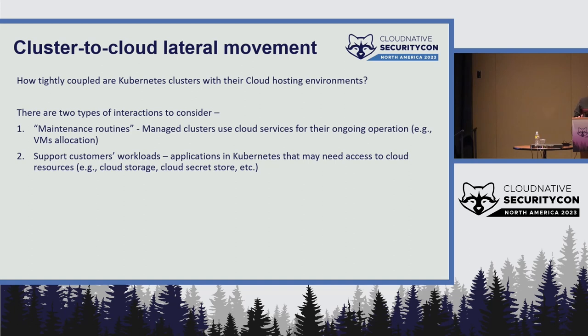To do so, we should first acknowledge the different needs for which a managed cluster interacts with cloud resources. There are two types of interactions. First, the maintenance routine ones. For example, with Kubernetes being so dynamic, it frequently needs to allocate or decommission VMs. This is done by ongoing engagement with cloud APIs.